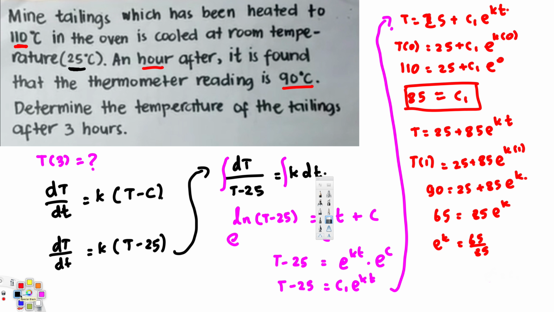Now to get rid of this e, we can take ln both sides. So this is going to be ln of e power k is equal to ln of 65 divided by 85, and this k moves to the front, and ln and e gives us 1. So this is going to be k is equal to ln of 65 divided by 85, let's keep it as ln and simplify this one. 65 divided by 85 is equal to 13 divided by 17, I divide both by 5. Now this is our k value. Now we can create a new equation.